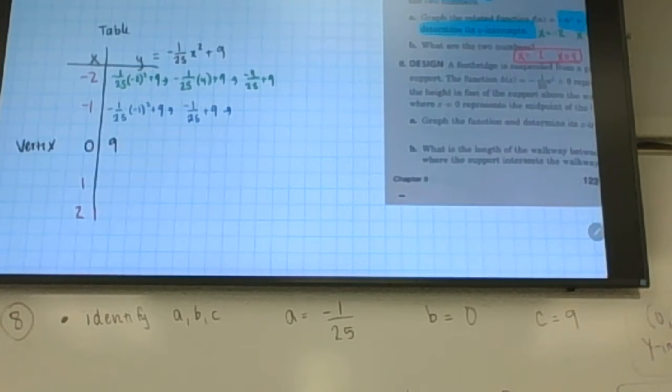We're going to do negative 4 divided by 25 plus 9.